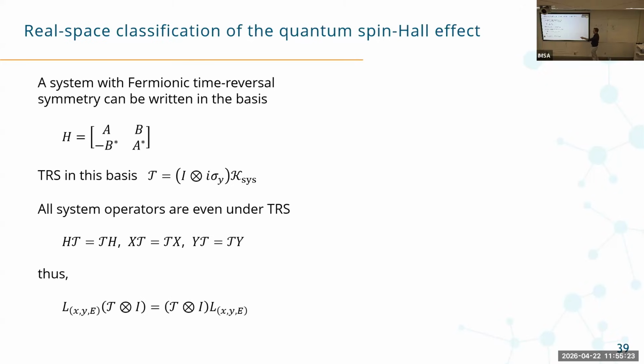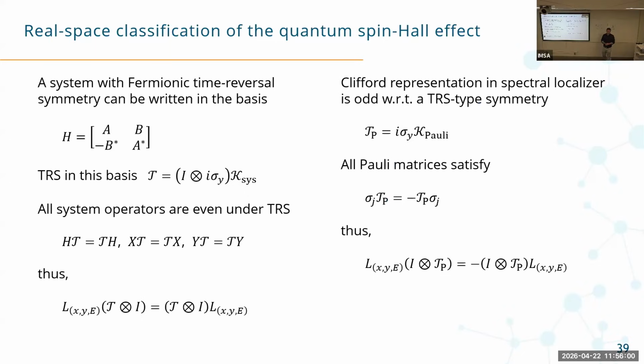For fermionic time reversal, you have Hamiltonians that can be written in this particular basis. In this basis, fermionic time reversal looks like this. And all of the system operators are even under this. So X and Y also trivially satisfy the same form, and they're all going to commute with fermionic time reversal symmetry. So if you construct the localizer, it commutes with this flavor of fermionic time reversal symmetry when T has been tensored against the identity in the Pauli matrix space.